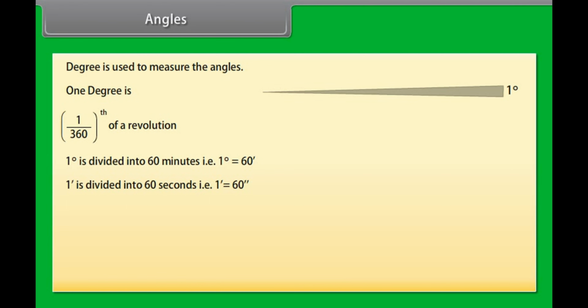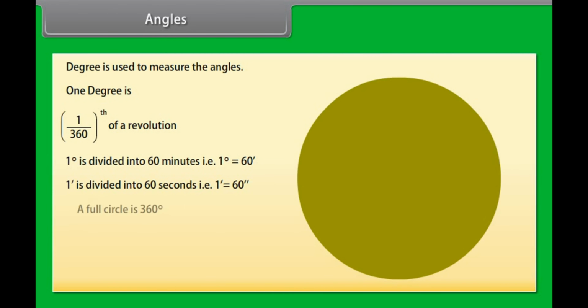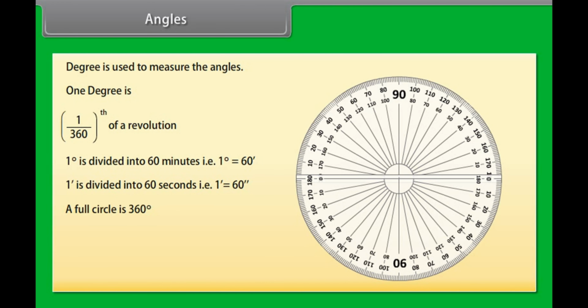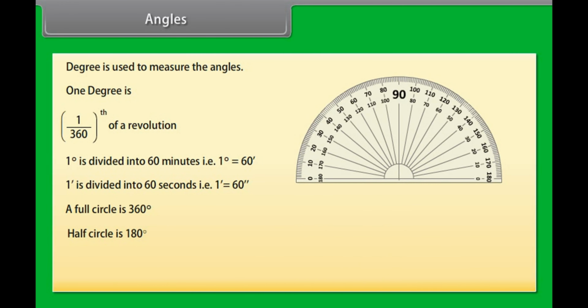There are 360 degrees in one full rotation, one complete circle around. A full circle is 360 degree. Half circle is 180 degree.